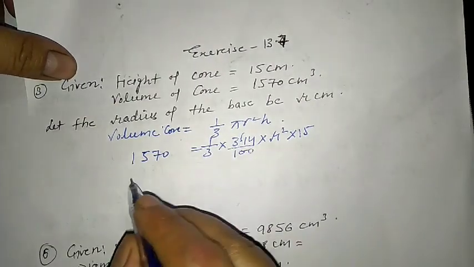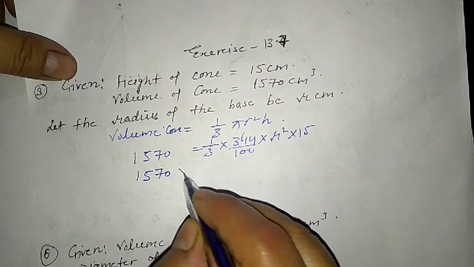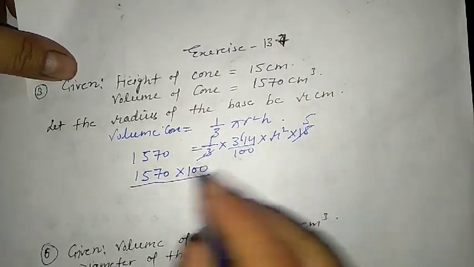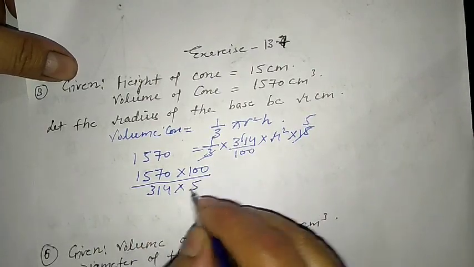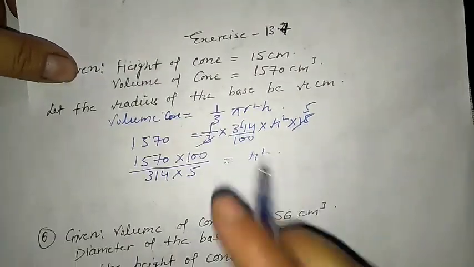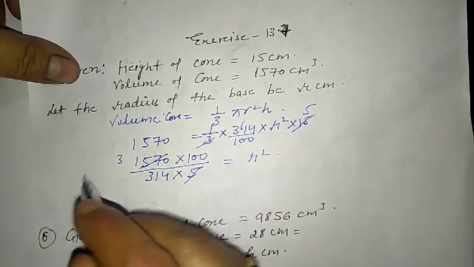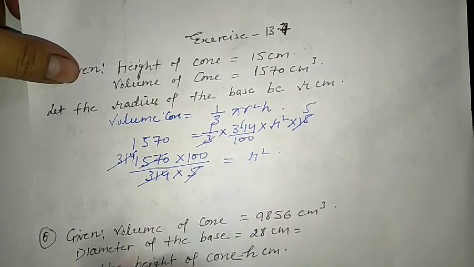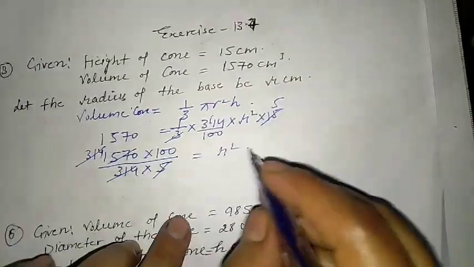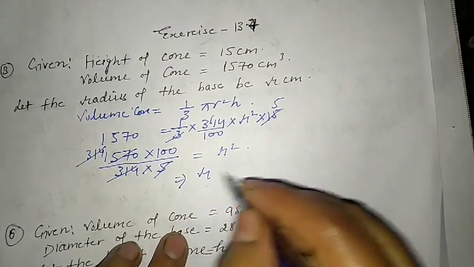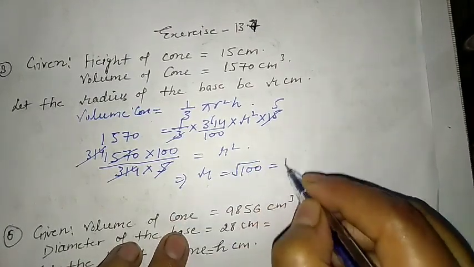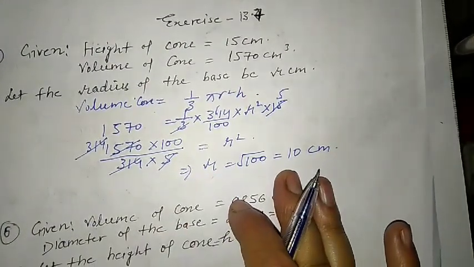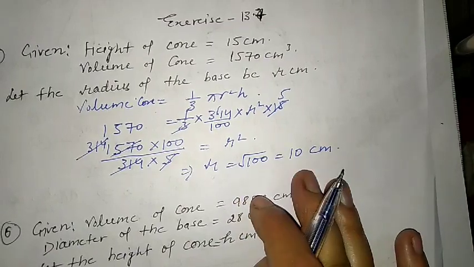Suppose we are having here 100. So 1570 into 100. This can be cut and having 5 here, upon 314 into 5 is equals to r square. So this can be cut. 5 3s are 15. 5 1s are 5. 4s are 20. So this can be cut. So we are having r square is equals to 100, or r is equals under root 100, that is equals to 10 centimeter. So required radius of the cone is equals 10 centimeter. This is the answer.